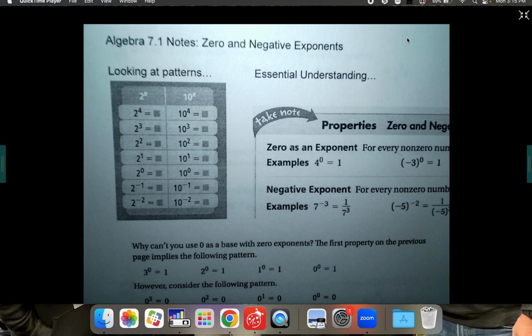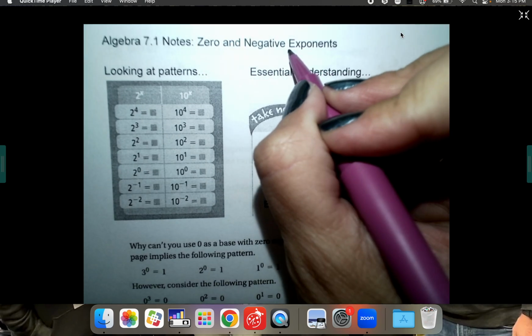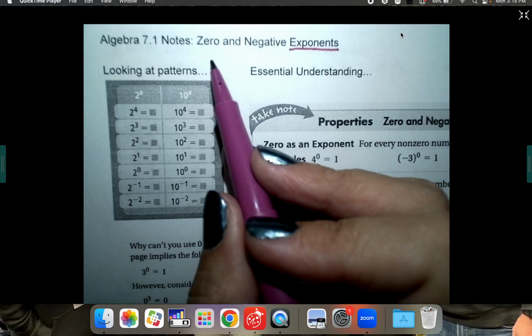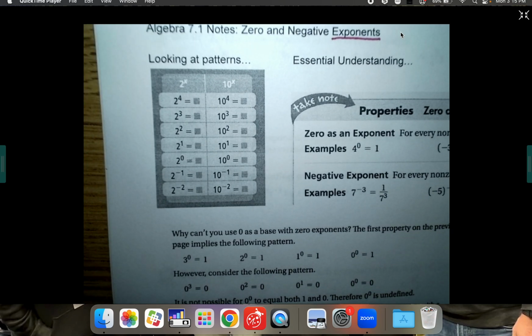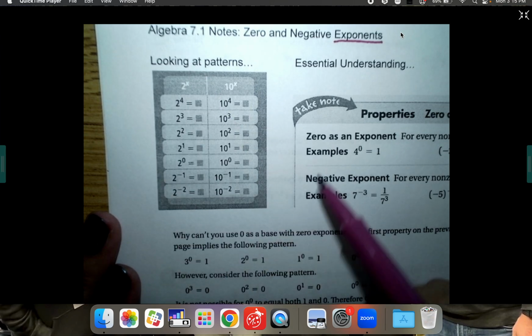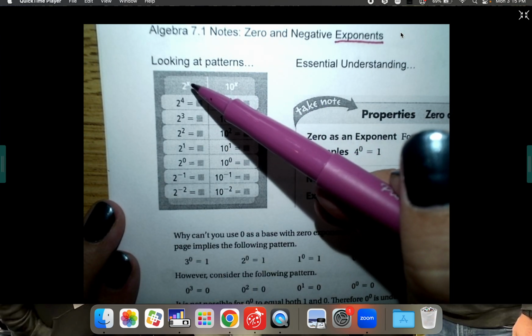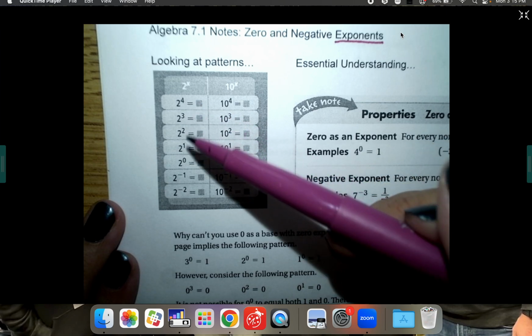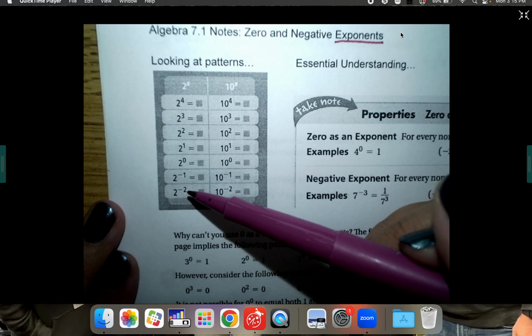Okay, for 7.1, we are starting a new unit on exponents. And specifically for lesson 7.1, we're looking at zero exponents and negative exponents. So to begin with, I'd like for you guys to look at this looking at patterns box right here. 2 to the anything power: 2 to the fourth, 2 to the third, 2 to the second, 2 to the first, 2 to the 0 power, 2 to the -1 and -2 power.